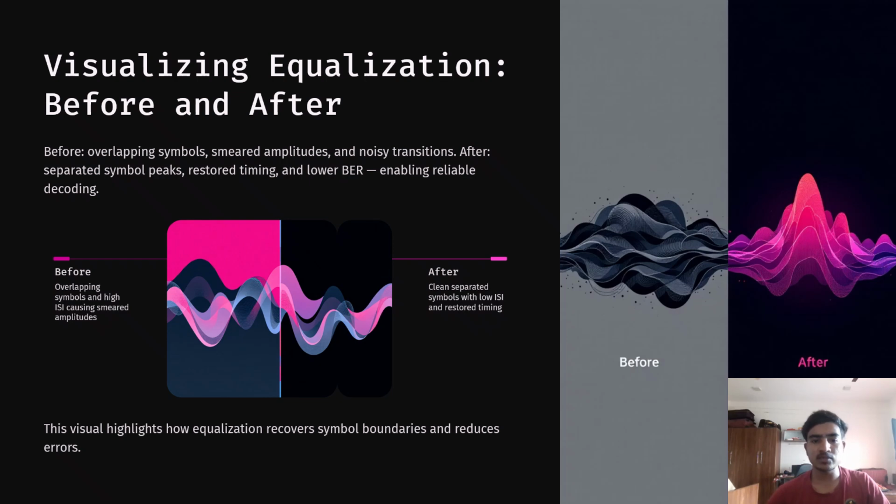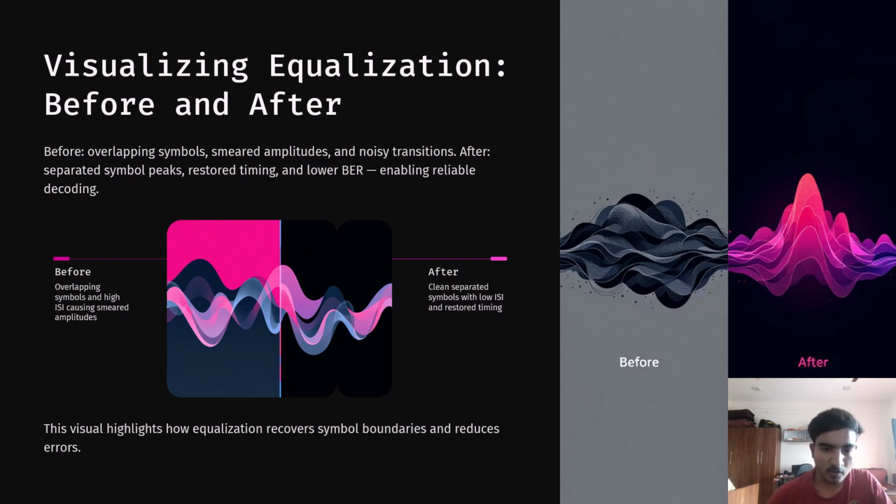This is visualizing equalization. This is the before and this is the after. See here, before: overlapping symbols, smeared amplitudes. Here smeared means blurred. Okay, blurred amplitudes and noisy transitions. After: separated symbols, restored timings and lower bit error rate, enabling reliable decoding.